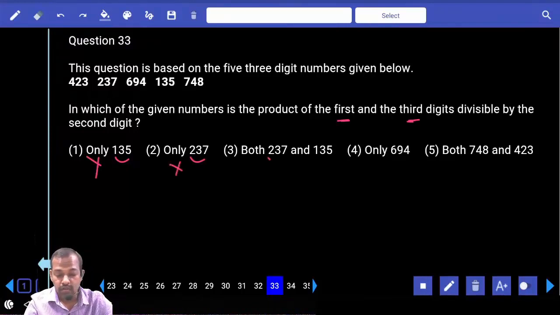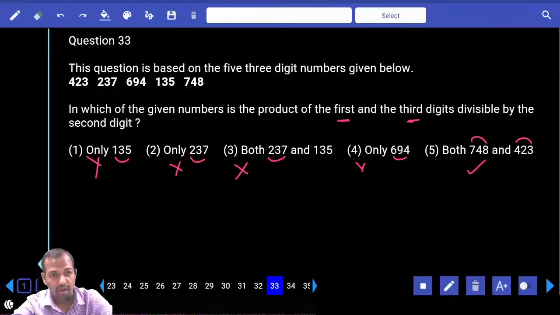Next one. 2 times 7 is 14. Divisible by 3? Yes, sir. No. Next one. 6 times 4 is 24, divisible by 9? No. Next one. 7 times 8 is 56, divisible by 4 or not? Yes. And 4 times 3 is 12. 12 is divisible by 2 or not? So the answer is the 5th option.